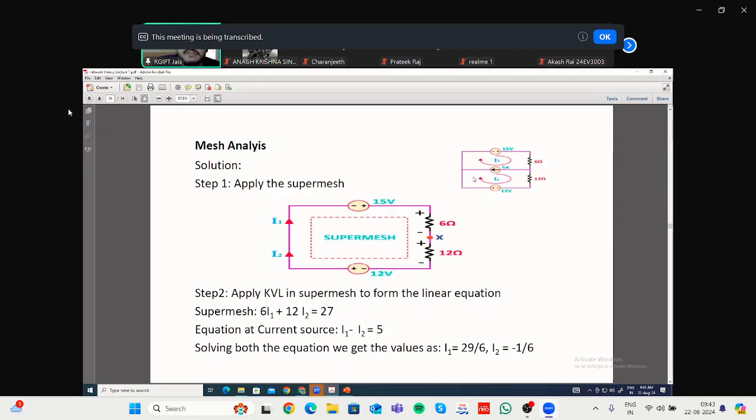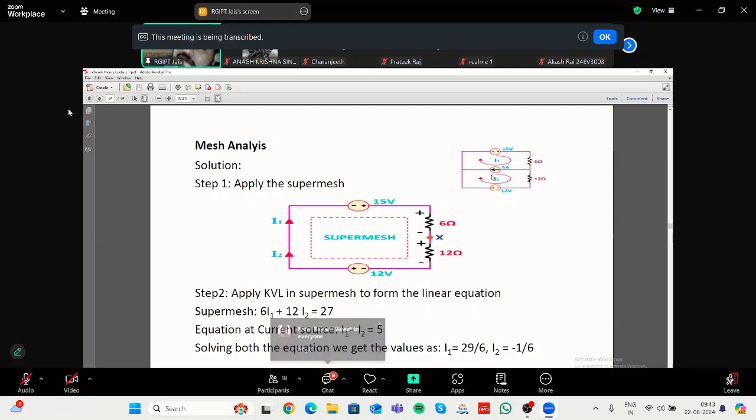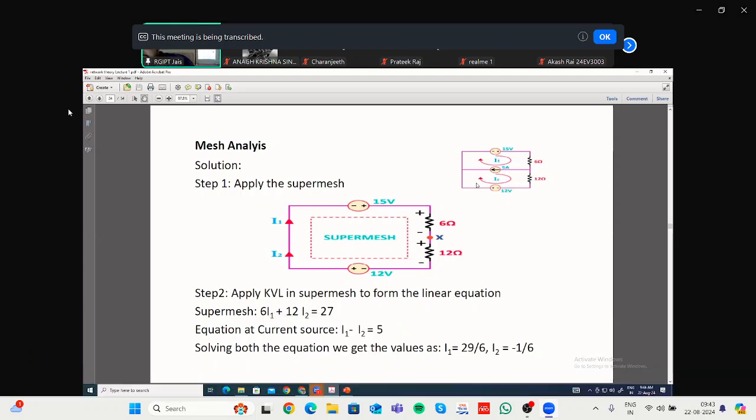Okay. No, if you consider this in counterclockwise direction and everything, then it is okay. Then what you are telling is okay. But if you are using the convention that the current in all the meshes is flowing in clockwise direction, then whatever is given is correct. But if you say I2 is in counterclockwise direction and I1 is in counterclockwise direction, then definitely I2 will be greater than I1 based on the direction you are considering.